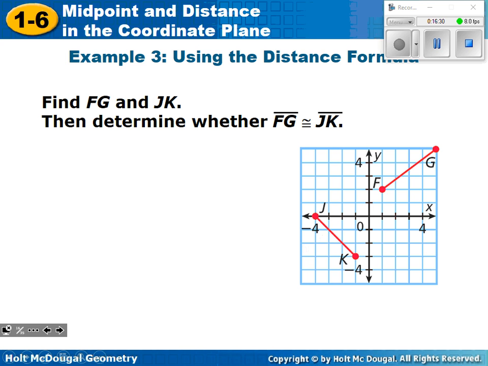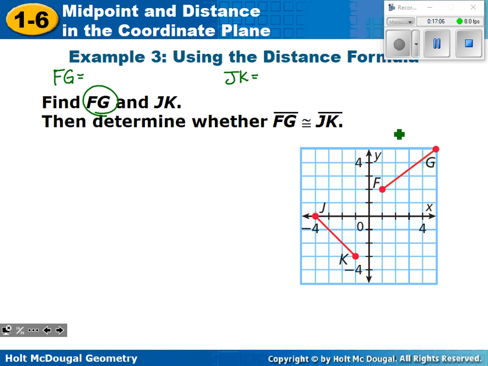Couple of reminders. If you see two capital letters with nothing above them, what does that mean? Find the measure of the line segment, and we call that the distance. So when you see two capital letters side by side, they're looking for the distance. Do not put a line above it when you give me your answer. You're going to say FG equals and give me an answer. Notice it also says to find what else? JK. So you're going to find the distance from J to K and give your answer.